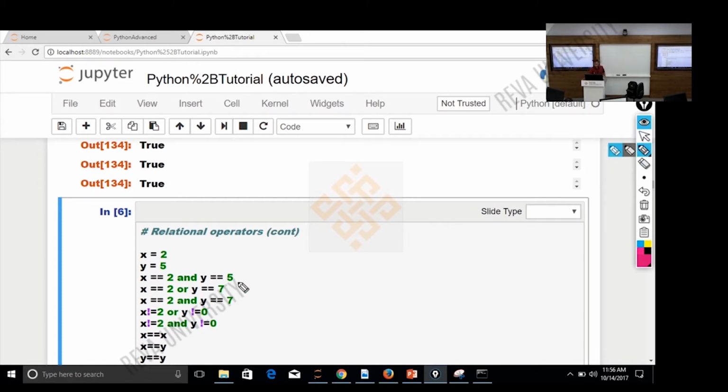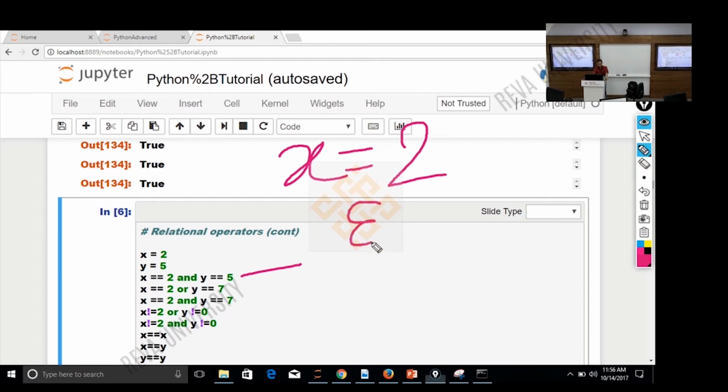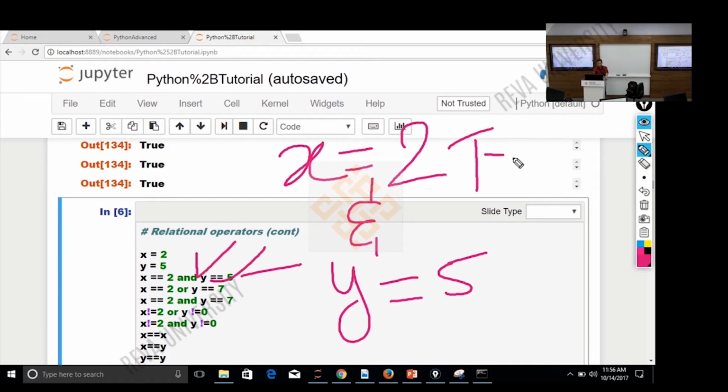This one. What will be the answer for this? No, run the code, not just looking at this. You have run the code? So the answer there is true, right? Let's make sure that everybody is able to keep pace with this. It's going to test for two things. First it's going to test whether X is equal to 2 and Y is equal to 5. And indeed that is the case. Both conditions are met, so the answer will be true. Make sure that you are able to get this result.